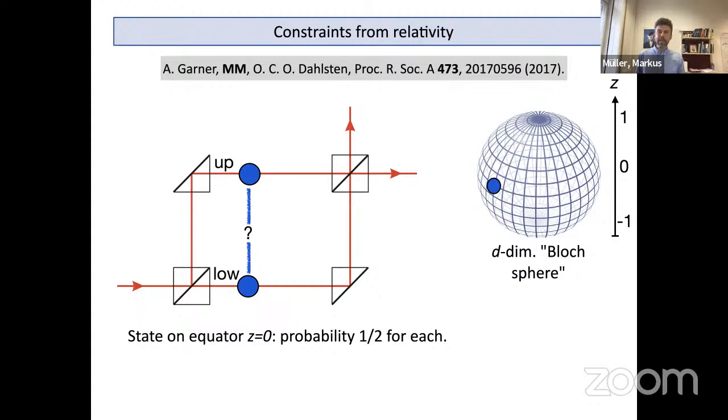Now, what about a state on the equator, for example? Well, that would be some kind of superposition between the two. And it would mean in particular that when you measure where it is, you would get 50-50 probability for finding it in the upper or in the lower branch. So in general, the probability of finding the particle in the upper branch would then have to be related to the z coordinate of your Bloch ball. So probabilities are always linear here, so it would be something like 1/2 times (z plus 1).